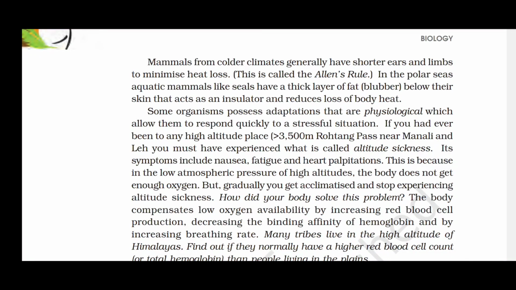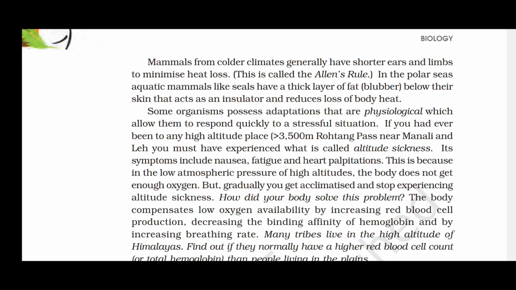Some organisms possess physiological adaptations which allow them to respond quickly to a stressful situation. If you have ever been to any high altitude place greater than 3500 meters, like Rohtang Pass near Manali and Leh, you must have experienced what is called altitude sickness. Its symptoms include nausea, fatigue, and heart palpitations. This is because in the lower atmospheric pressure of high altitudes, the body does not get enough oxygen.